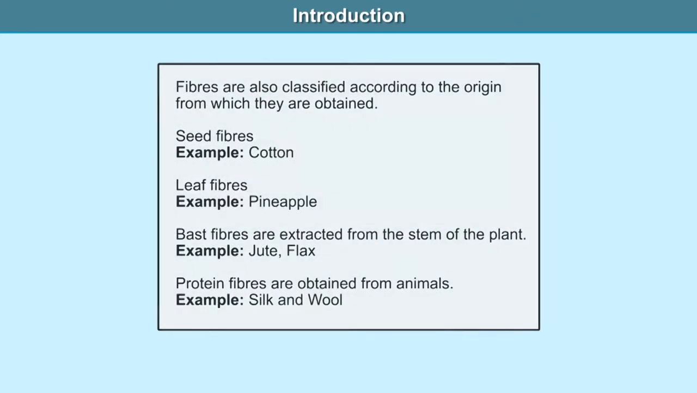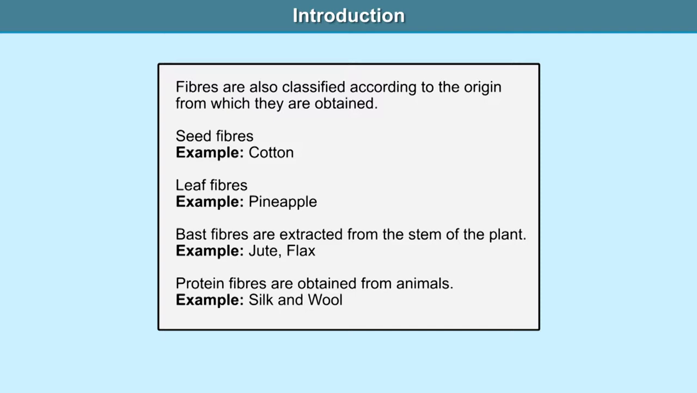The fibers are also classified according to the origin from which they are obtained. For example, cotton is a seed fiber. We have a leaf fiber, and pineapple is an example of a leaf fiber. Bast fibers are those which are produced by extracting the fiber from the stem of the plant. For example, jute, flax, and ramie are all called bast fibers because they are dipped in water, a process called retting, and then after softening the stem, the fibers are reeled off.